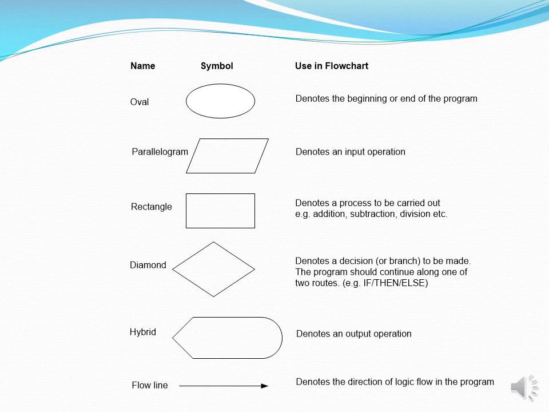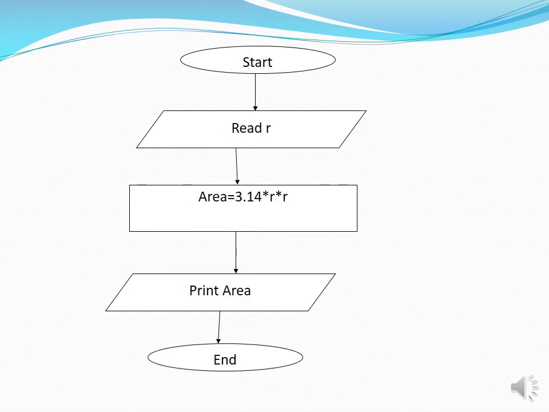We also have a hybrid, which denotes an output operation. As we said, with algorithms, we have to start with your inputs to produce outputs via certain processes. So that is how it is used. And finally, every element or symbol used in there is joined by an arrow, which shows the direction of logic flow in the program.